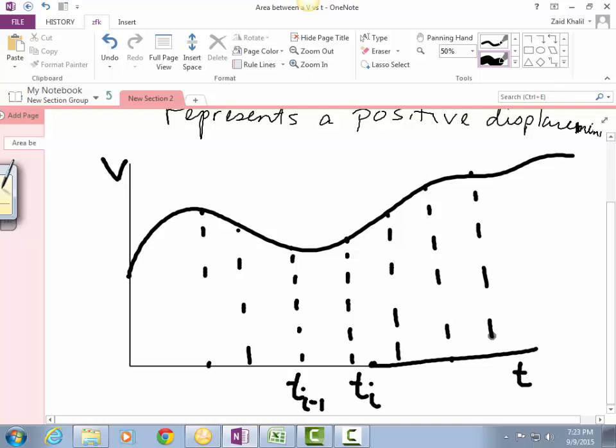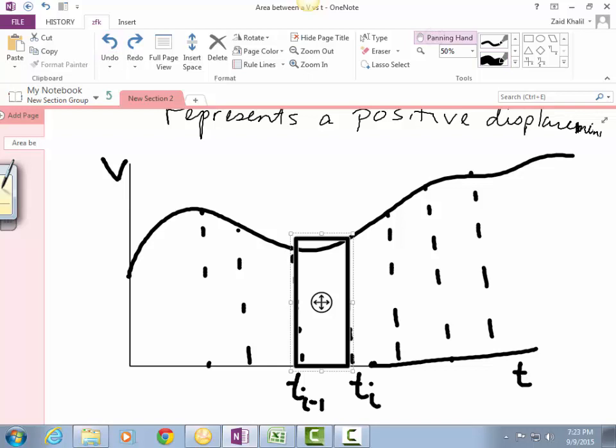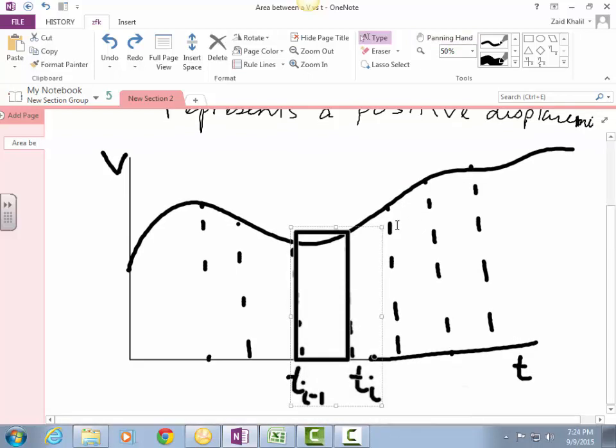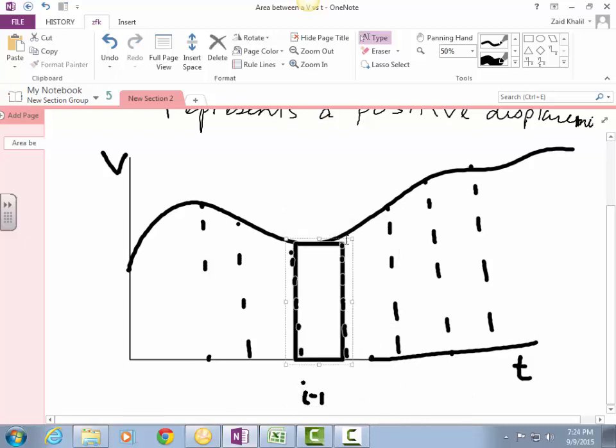Well, the idea is this. I can approximate this region by some type of rectangle. I'll take a rectangle, and the idea is that I should be able to find a rectangle that has the same exact area. So I'll shrink this down.